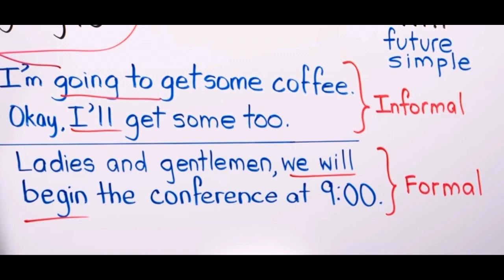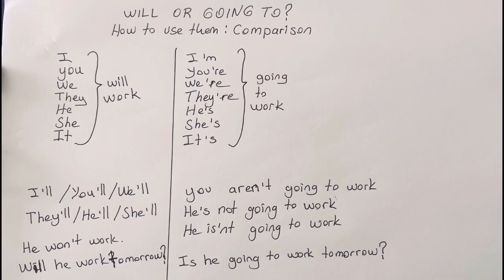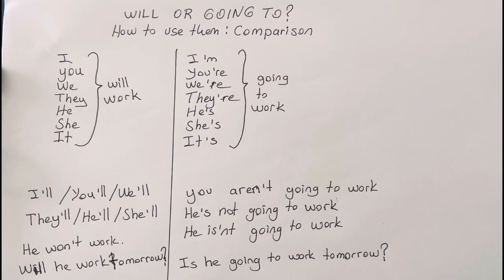Now, to understand a little more clearly the formal one, let's look at this example. It's an announcement. For example, at a conference, "Ladies and gentlemen, we will begin the conference at 9 o'clock." It's very official and they are talking to maybe hundreds of people or thousands of people. It's official. Formal.